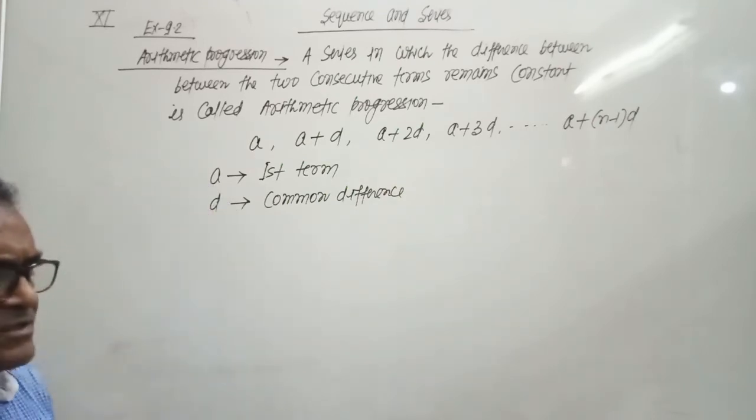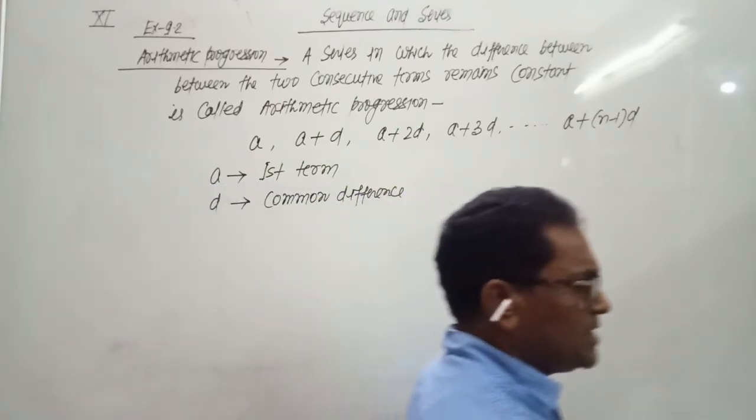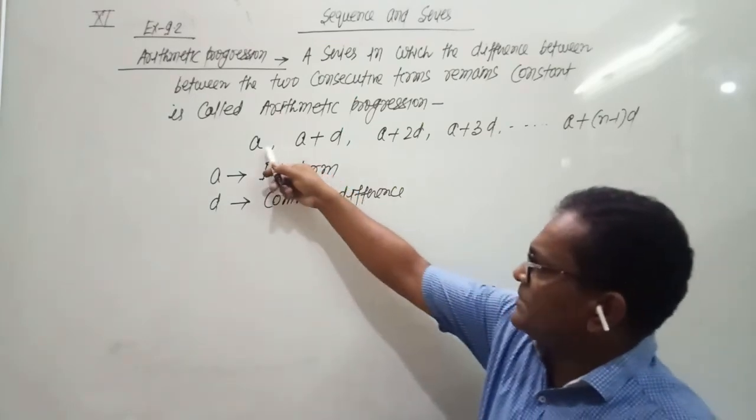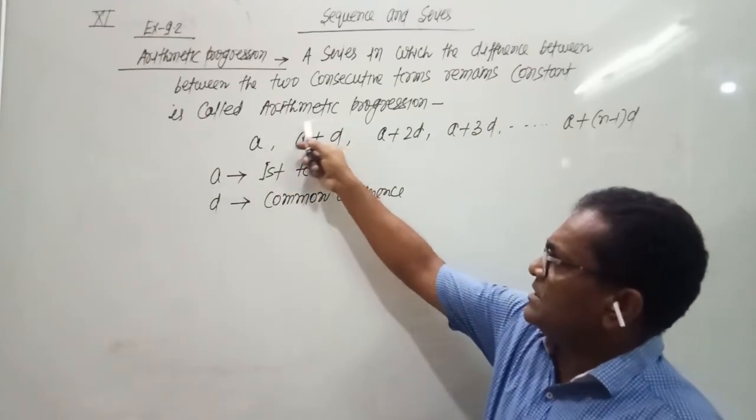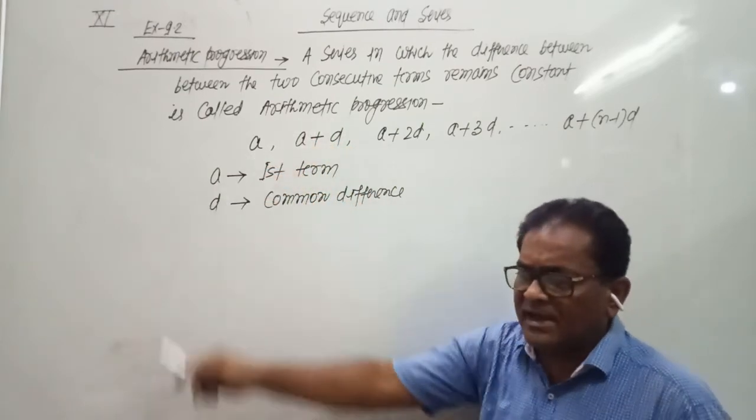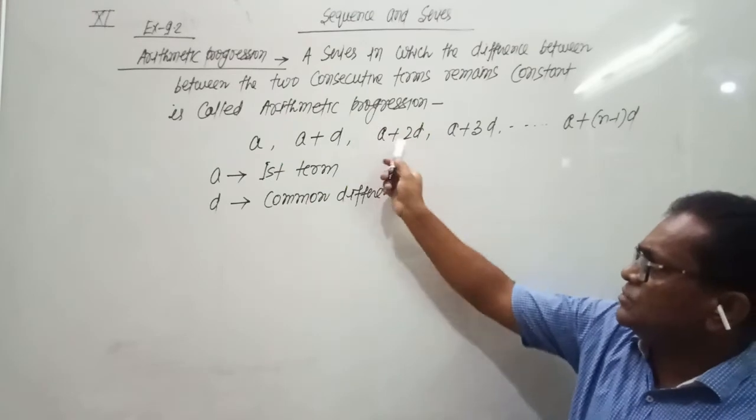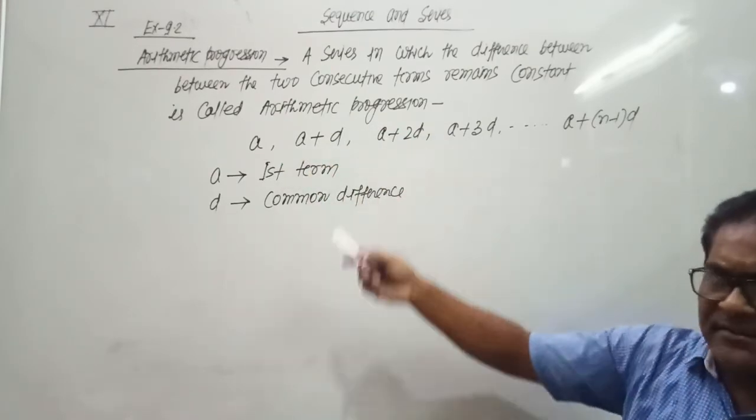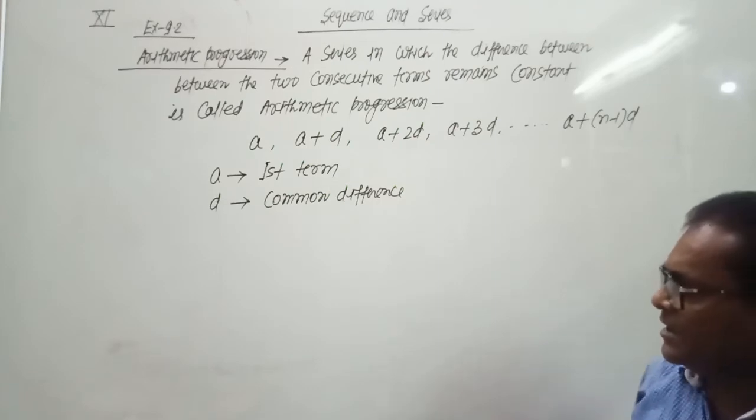Common difference means the difference between two consecutive terms is called common difference. When we subtract A from A plus D, A plus D minus A, we get D. A plus 2D minus A plus D, we get again D. So the common difference remains constant.